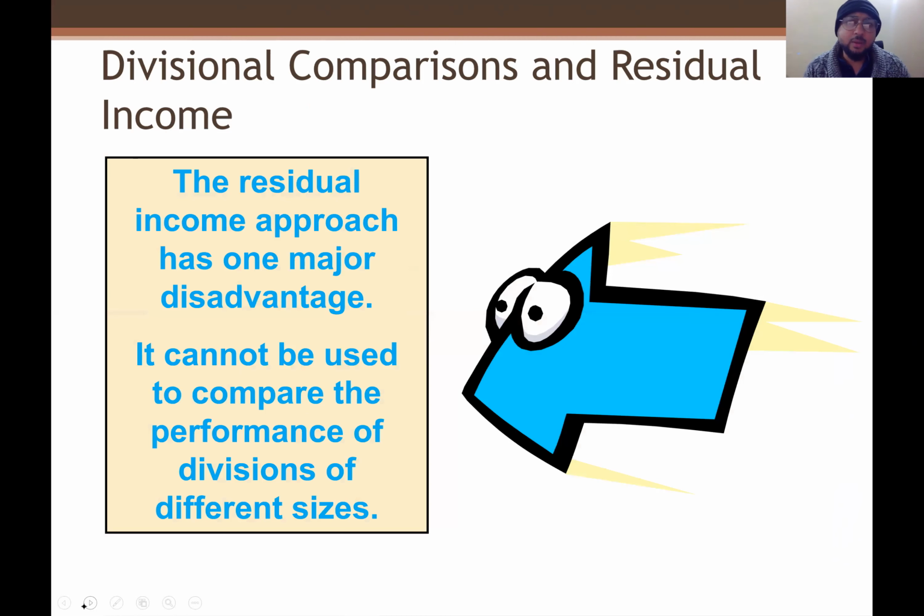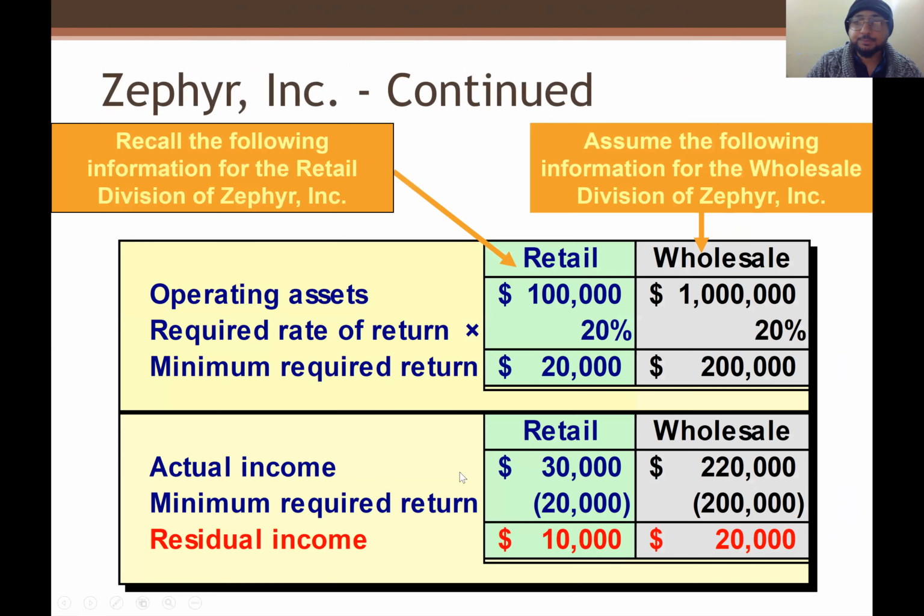There are some drawbacks of the residual method. The residual income approach has one major disadvantage: it cannot be used to compare performances of divisions of different size. And that makes sense as well, because you can only compare apple to apple. You cannot compare apple with the mango or apple with the banana, right? So let's talk about that.